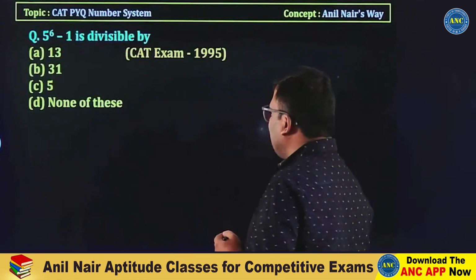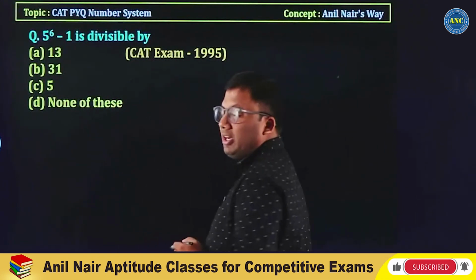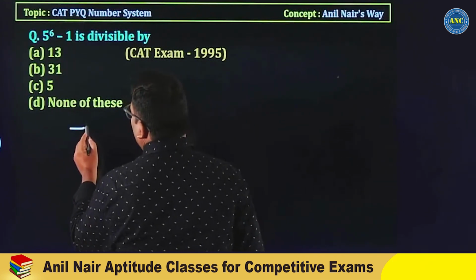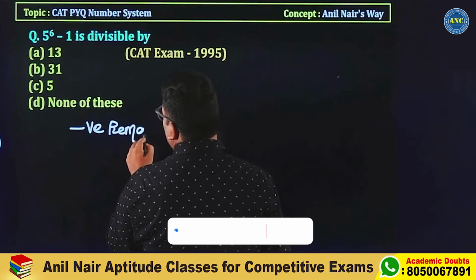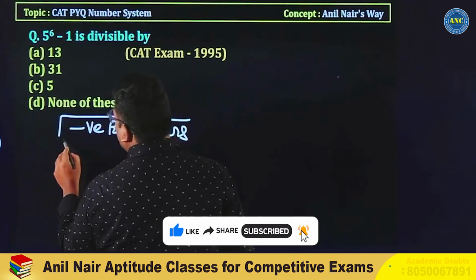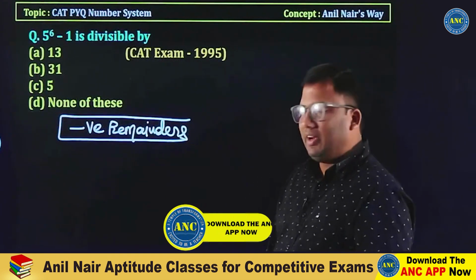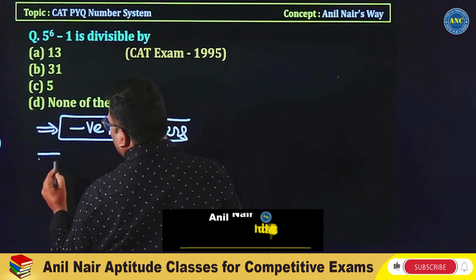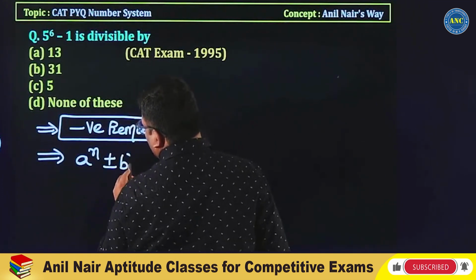5 power 36 minus 1. Reminders is another extremely important concept whenever you are solving CAT related questions. I would strongly recommend students to have an absolute clarity on negative reminders. If you are good in negative reminders, you can solve these problems very easily, by using negative reminder and also by using the concept of a power n plus or minus b power n.